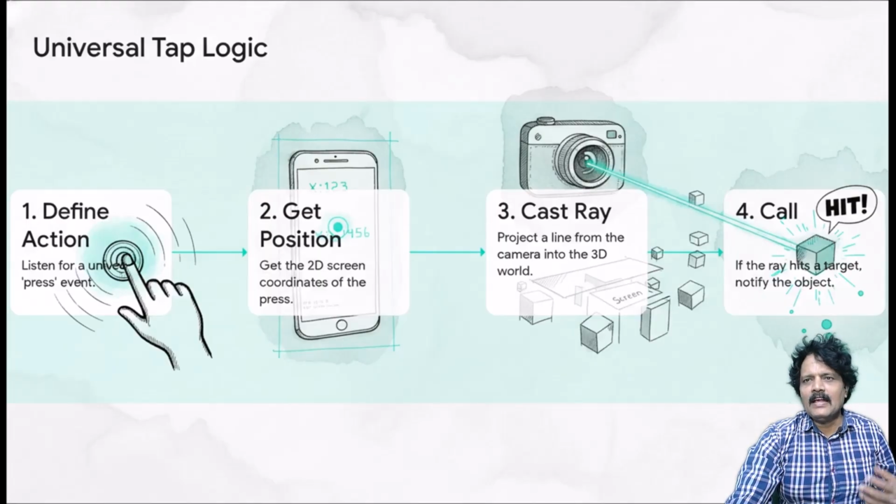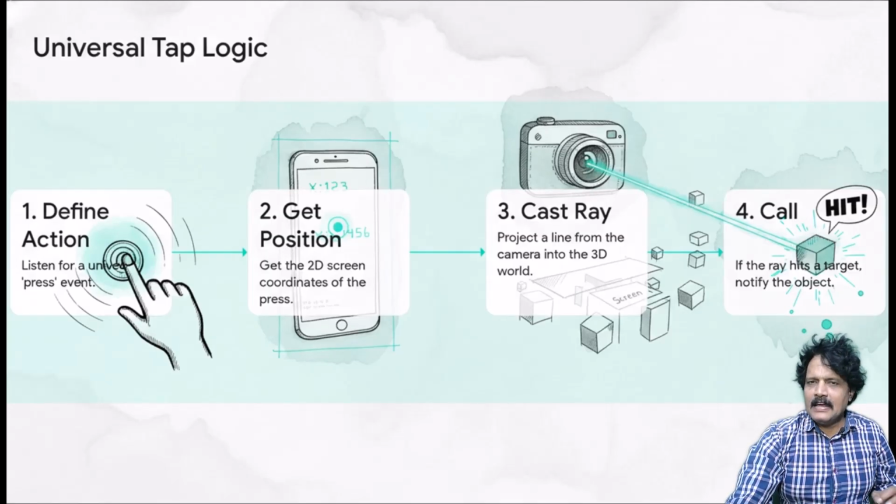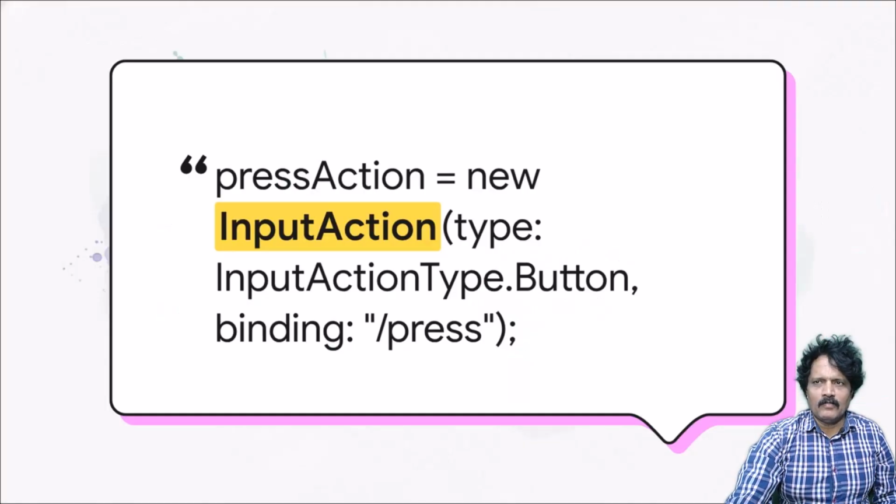1. We tell our game to listen for that universal press event. 2. When it happens, we grab the position of that press on the screen. 3. We shoot an invisible laser beam called a ray from our camera through the screen position and out into our game world. And 4. If that ray hits one of our targets, we just tell it, hey, you have been hit. So pretty straightforward.